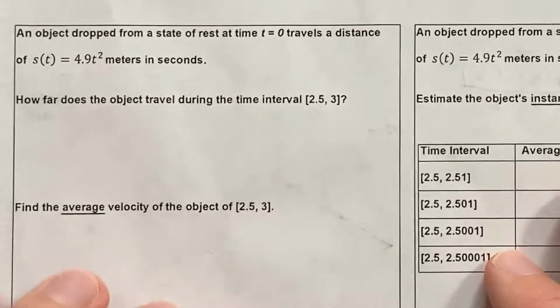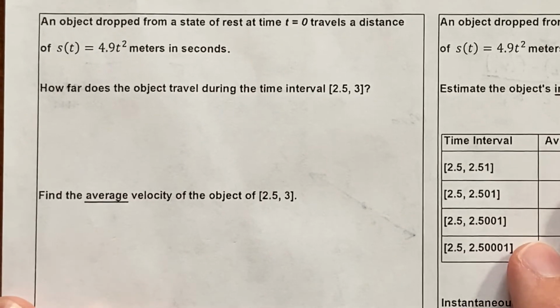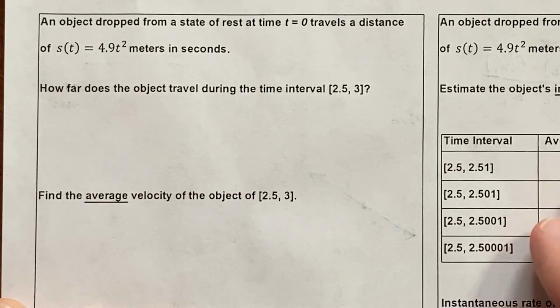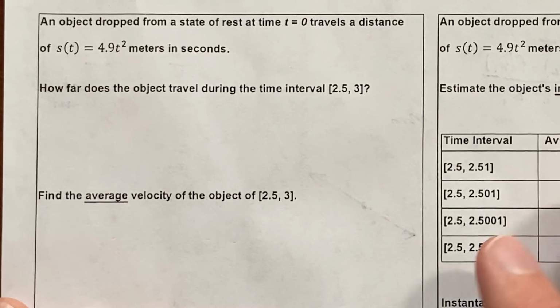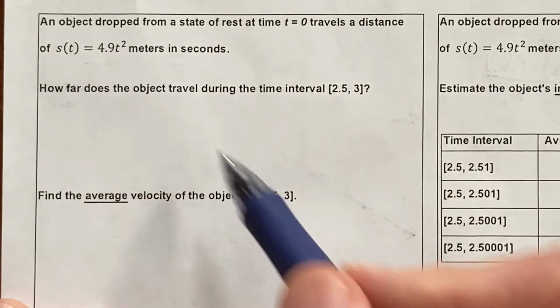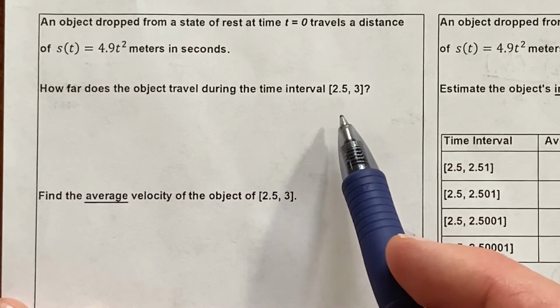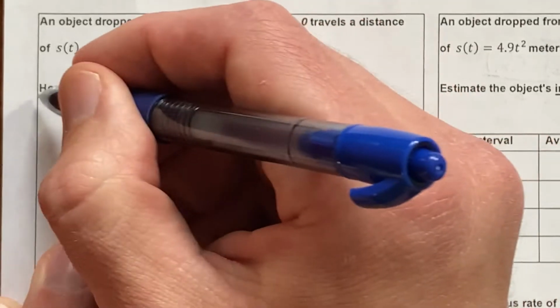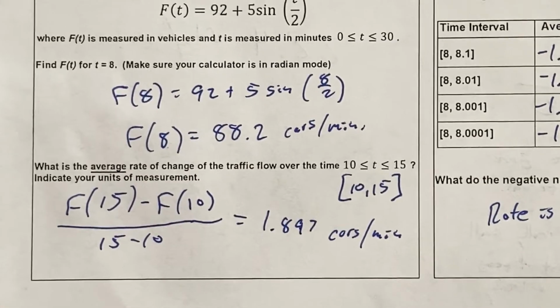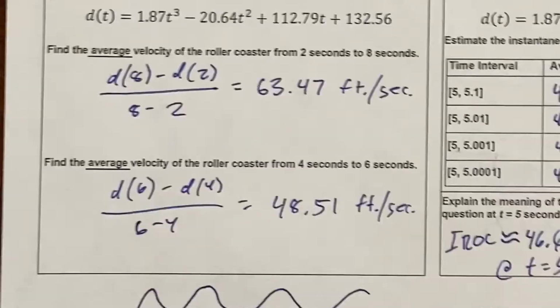All right, last one on this page. An object dropped from a state of rest at time t equals 0 travels a distance of s of t equals 4.9 t squared, in meters and seconds. Okay, so this is our function. How far does the object travel during the time interval? That would be displacement. That's just the top part of the average rate of change formula. Displacement. How far did it travel?